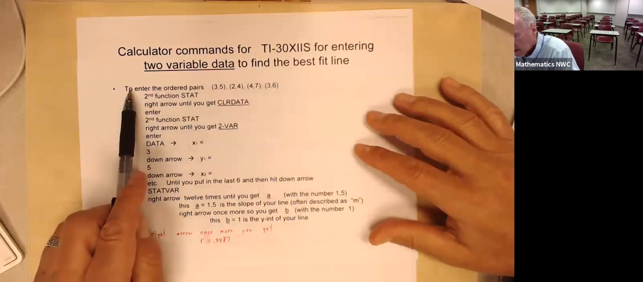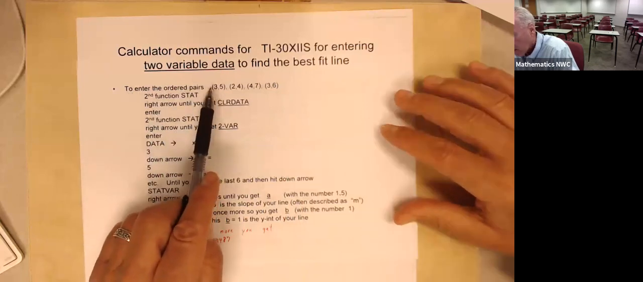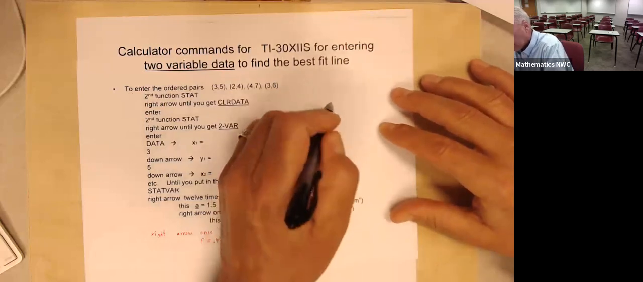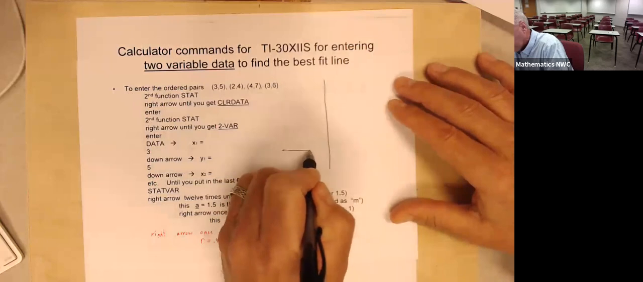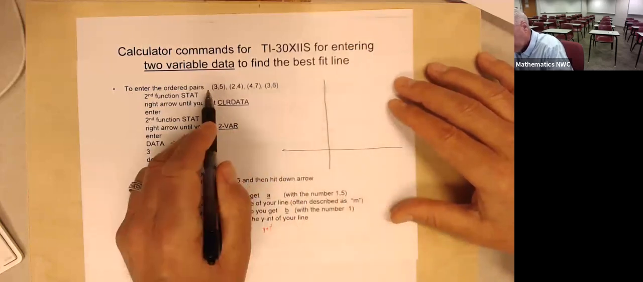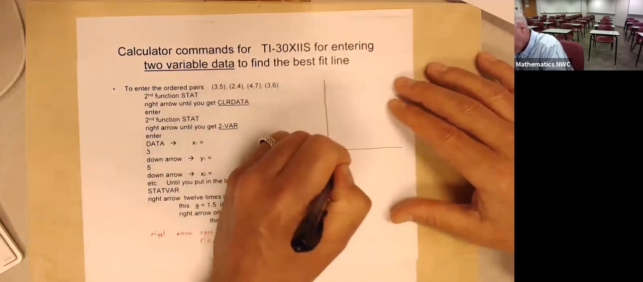But let's just say I've got these ordered pairs. I'm going to graph them right now, at least an approximation. 3, 5.